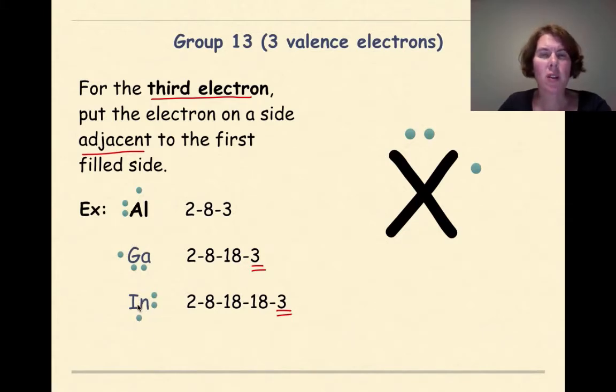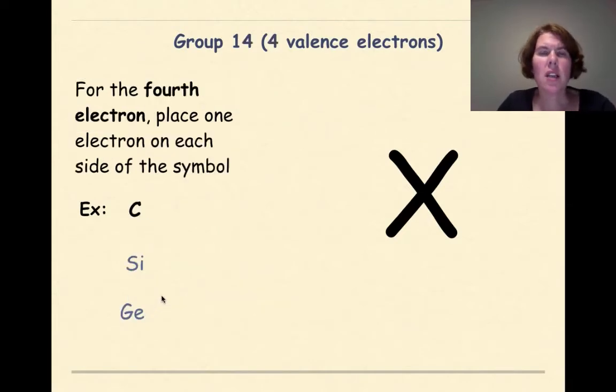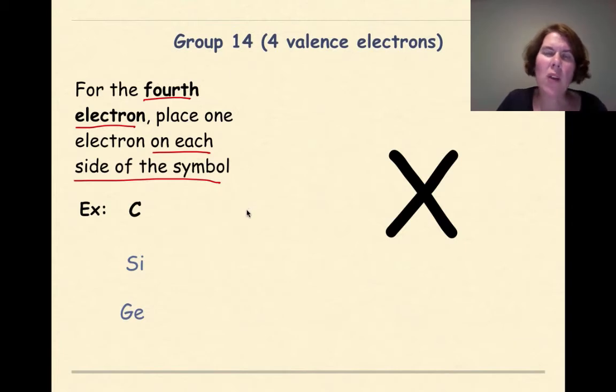All of these elements are in the same group, and that's an important thing to remember. Group 14. Now group 14 with 4 valence electrons is going to sort of go against what we've been doing so far with putting our first 2 valence electrons together. For the 4th electron, place 1 electron on each side of the symbol. Now, you might be like, well, why are we doing that?